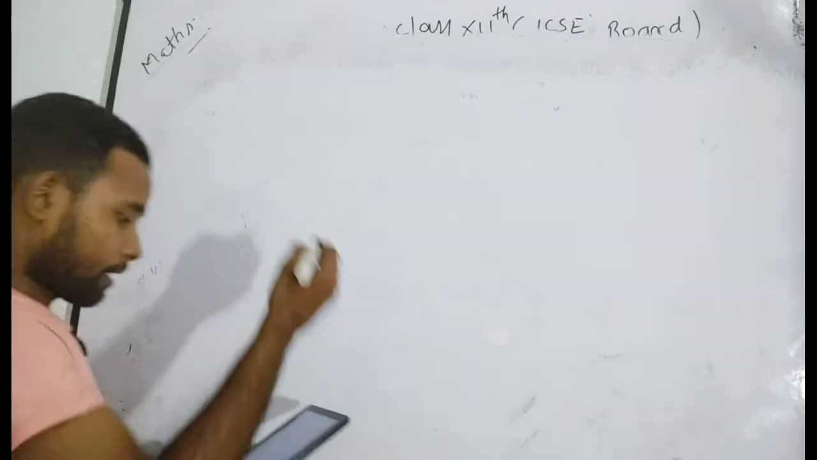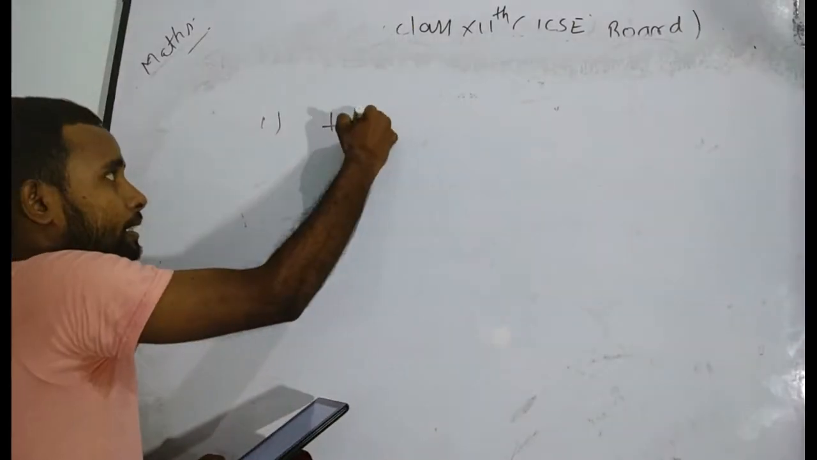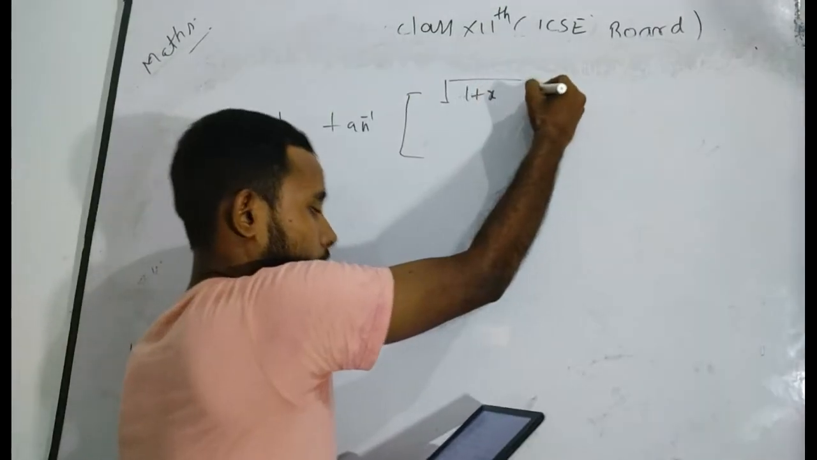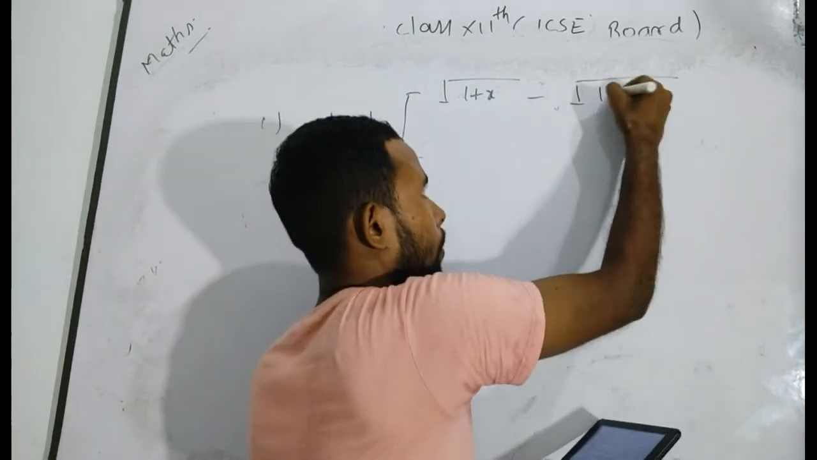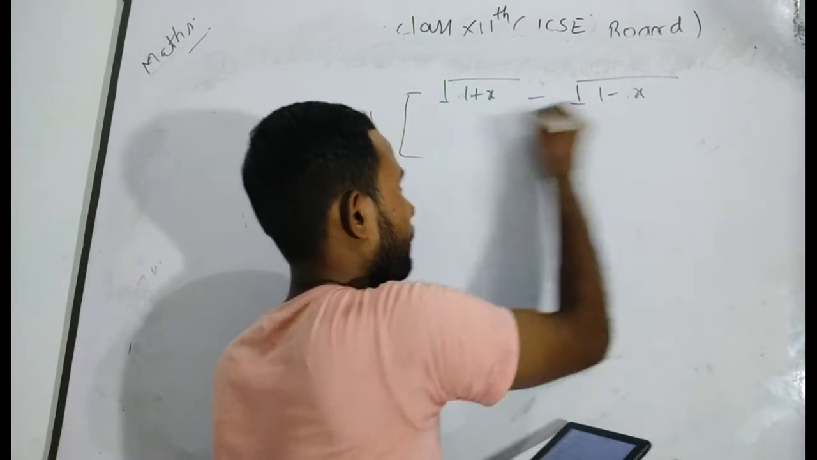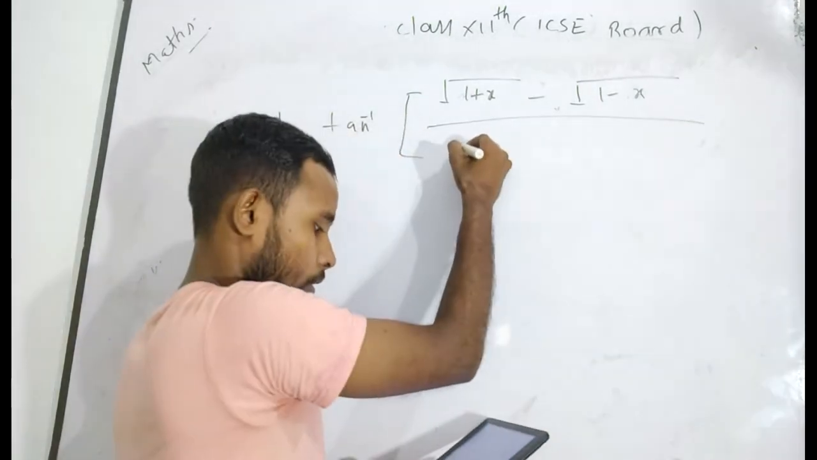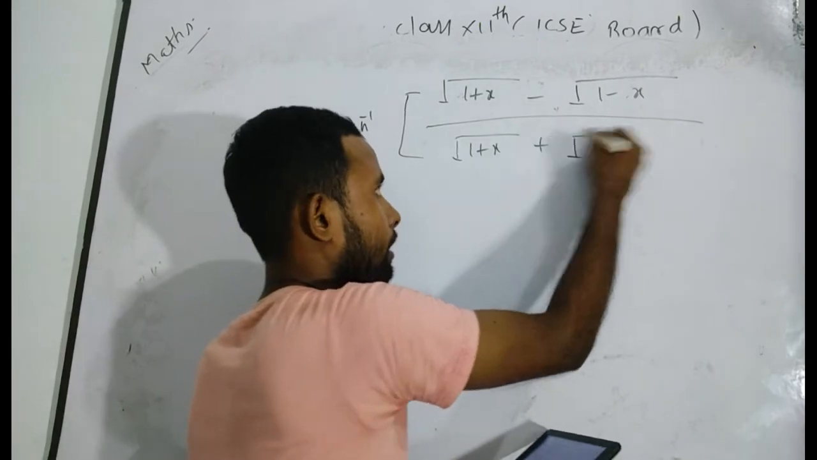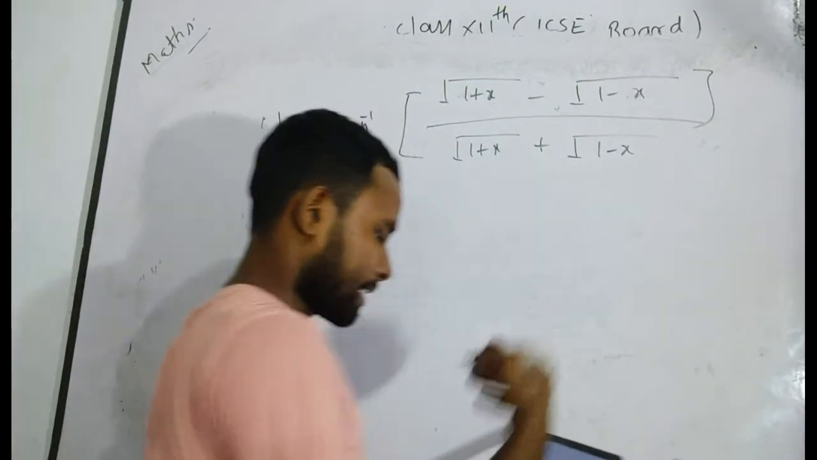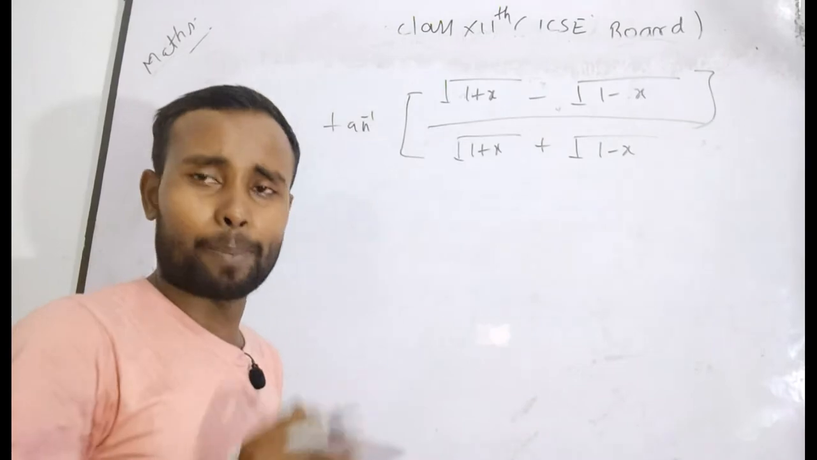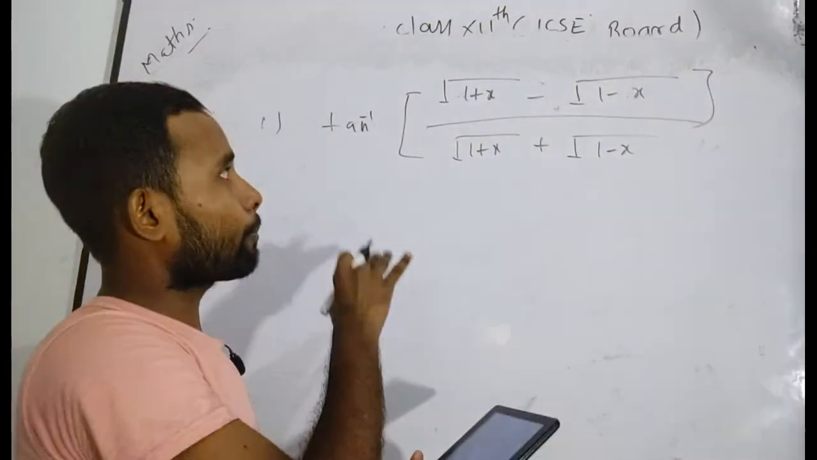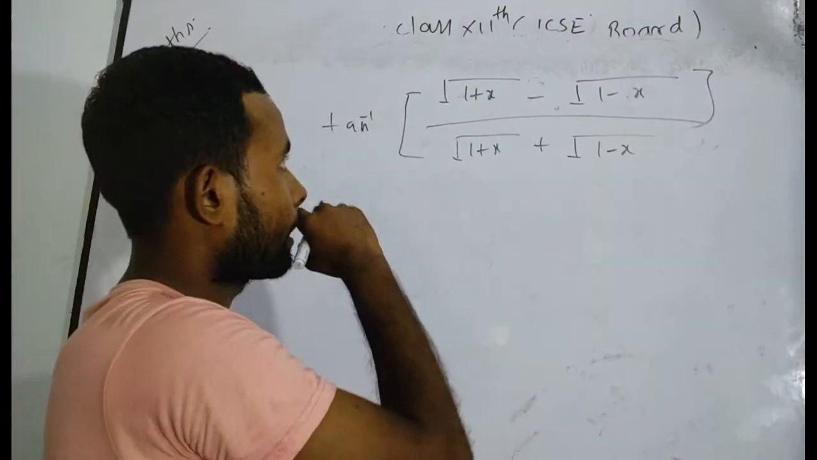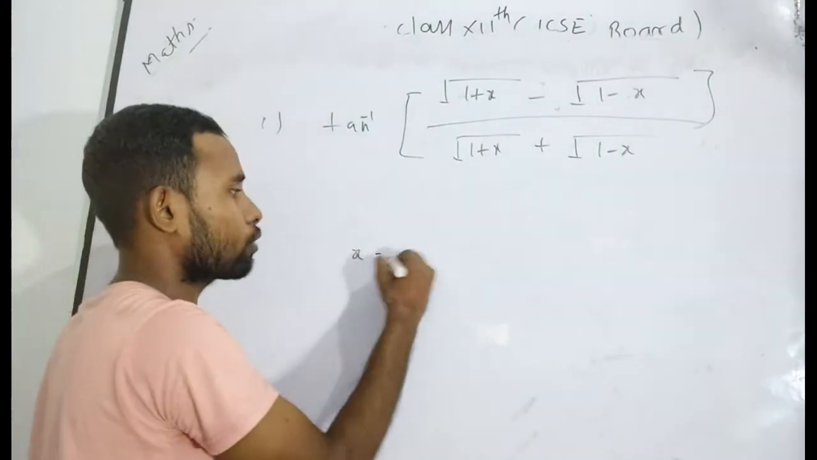See here, there is given first tan inverse of root under 1 plus x minus root under 1 minus x divided by root under 1 plus x plus root under 1 minus x. And the second problem is the same, only x is replaced by x square. So in the second problem there is given x square, you have to replace x square by x. How can you solve? Simply put here x is equal to sin theta.